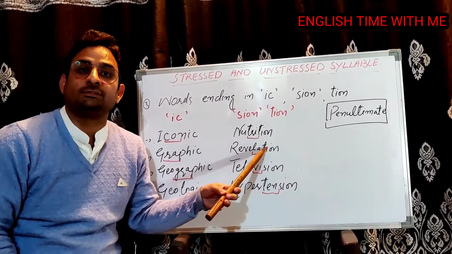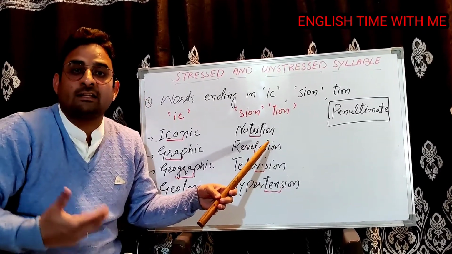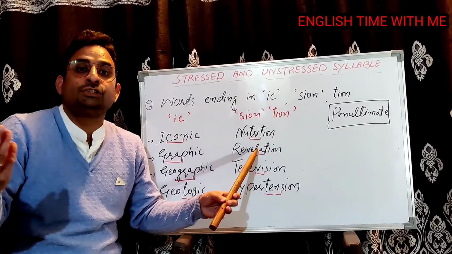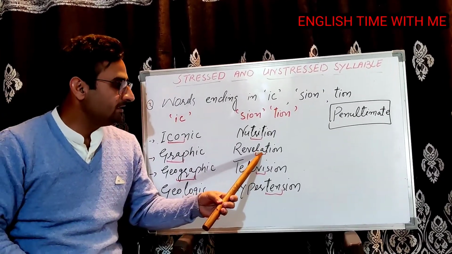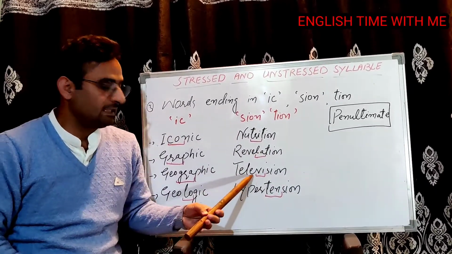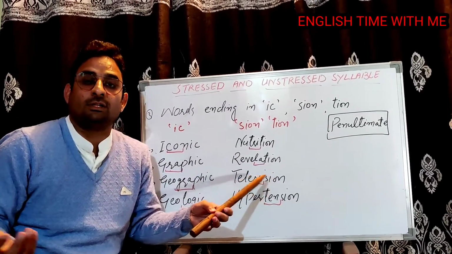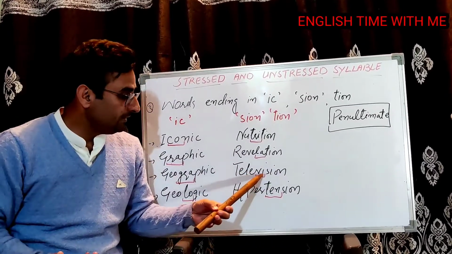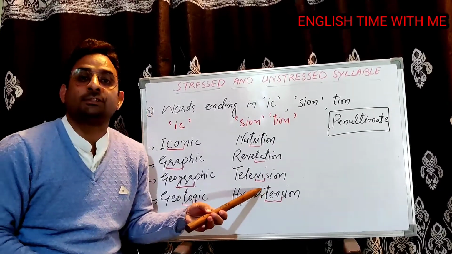Here, revelation. It creates a kind of music. Revelation, not with the wrong stress. That is wrong. Revelation. This is lay. This is second from end. Here stress will be put. And in the case of television, the stress is on vi, which is second from end. Okay. Then hypertension.